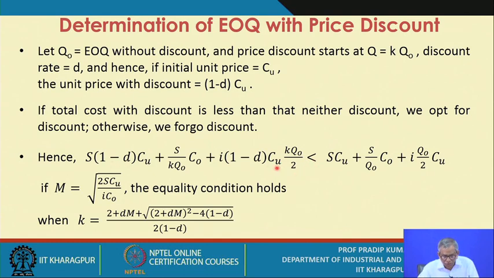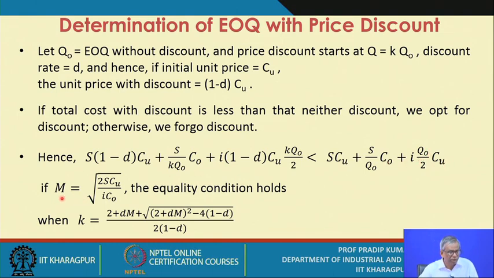Now this total cost with discount must be less than this one, that means when you do not opt for discount. So this is S into CU plus S by Q0 into CO plus I into Q0 by 2 into CU.